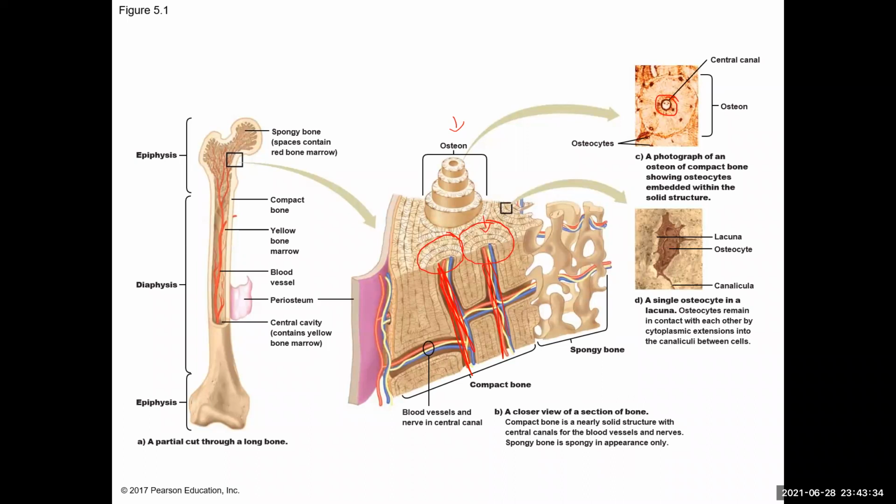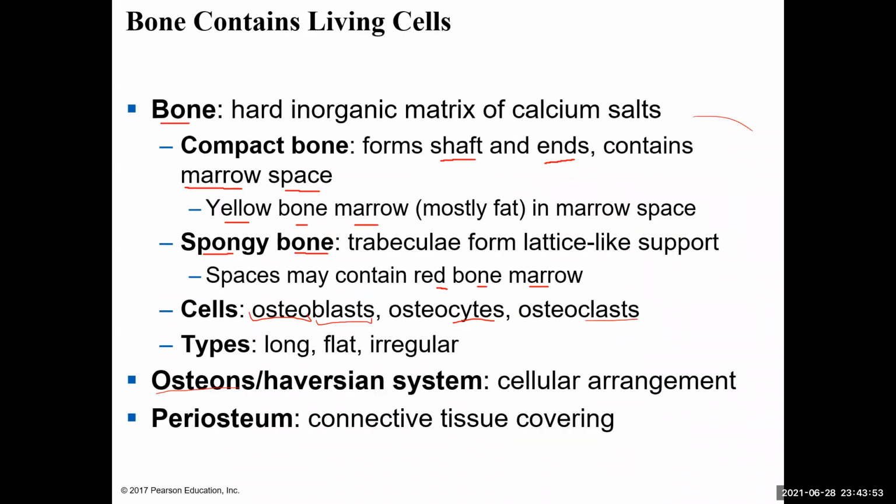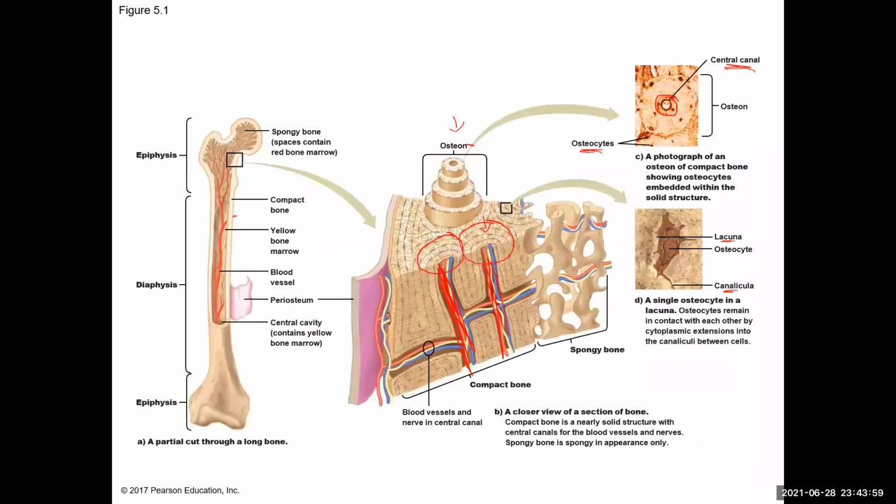All right. And so that's the structure and the makeup of bones in a general sense. And you'll want to know what the osteon is, the osteocytes, the central canal, the lacuna, the canaliculi, and then the Haversian system, which is referring to those osteons.